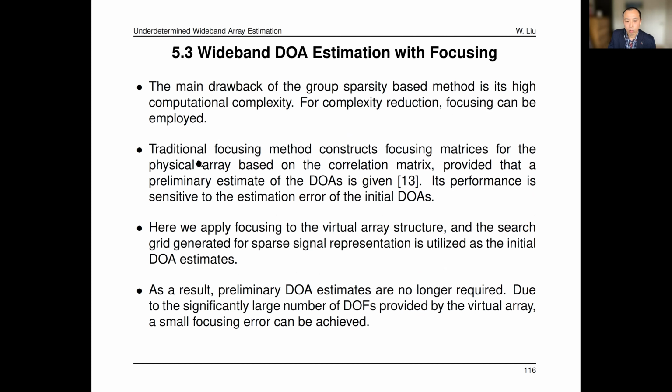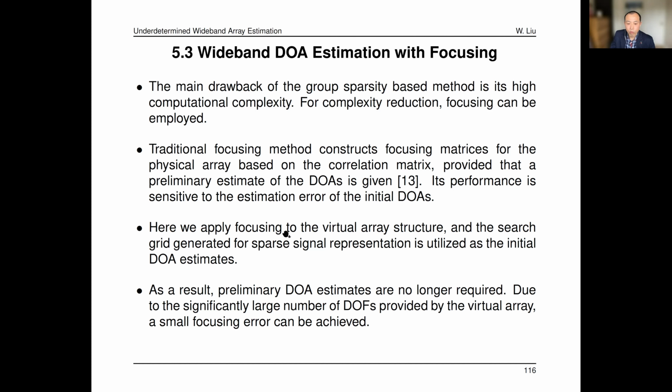We can use focusing. So the traditional focusing method constructs focusing matrices for the physical array based on the correlation matrix, provided that a preliminary estimate of DOAs is given. So you know roughly the DOA angles of the individual sources, and then you can do this focusing corresponding to those angles, okay? And as a result, its performance is sensitive to the estimation error of the initial DOAs. So the preliminary DOA estimation results will have a big impact on the final result.